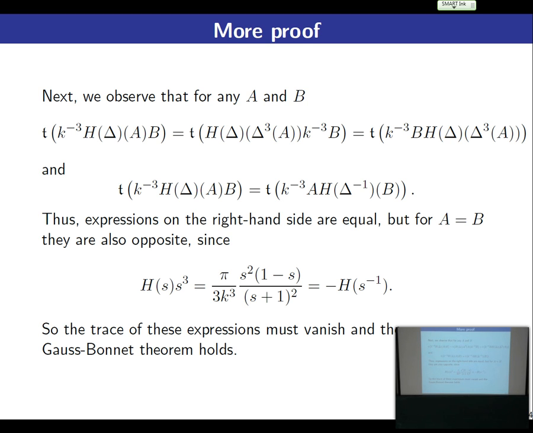And this shows that the overall trace of this expression vanishes. This is the explanation why it vanishes. You see it, this is 0, but that's the explanation. So the Gauss-Bonnet theorem holds. Okay.